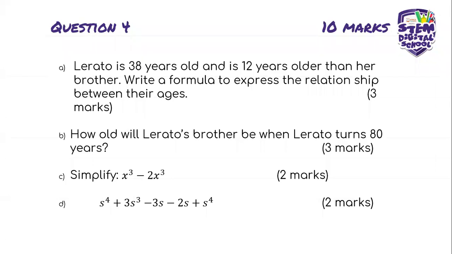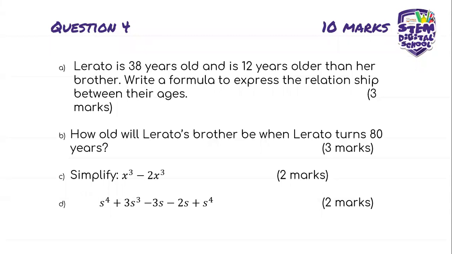Right, of course, you want to now check. Lerato is 38 years old and she is 12 years older than her brother. And then what we need to do here is just to check how old will Lerato's brother be when Lerato turns 80? So Lerato is currently 38 years old. And how old will the brother be? And then you need to thereafter simplify the few.